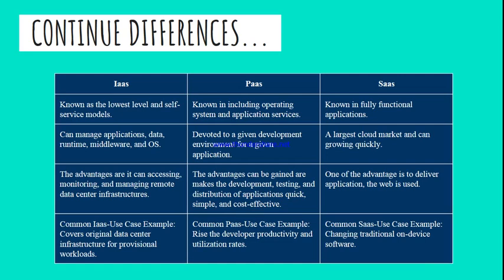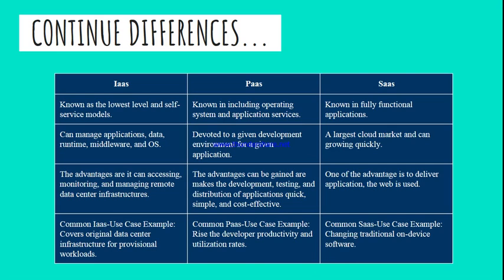IaaS is known as the lowest level, self-service model, and it can manage applications, data, runtime, middleware, and OS. The advantages of IaaS are that it can access, monitor, and manage remote data center infrastructures. And a common IaaS use case example is that it can cover original data center infrastructure for professional workloads.